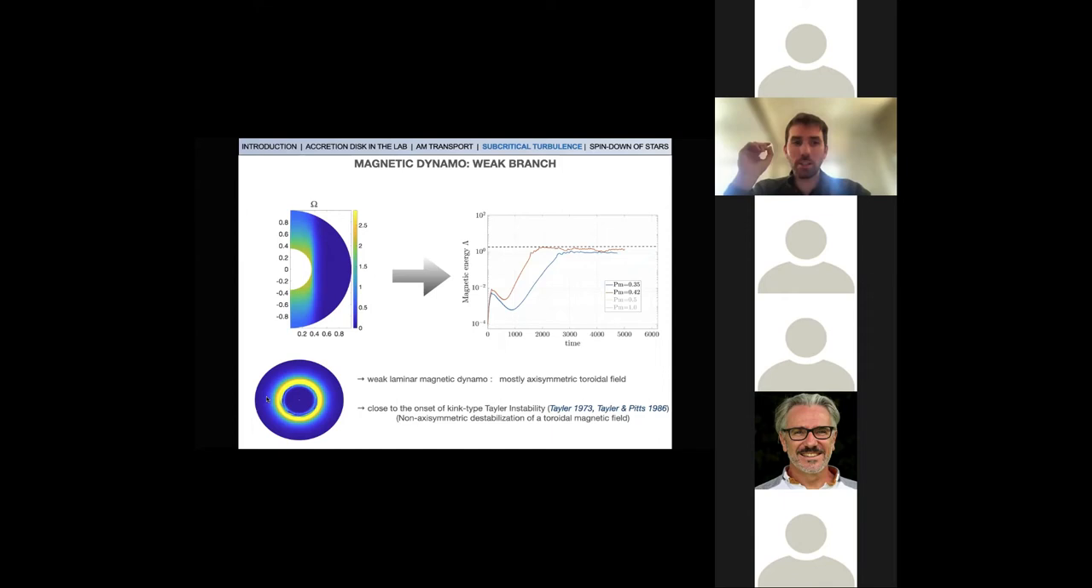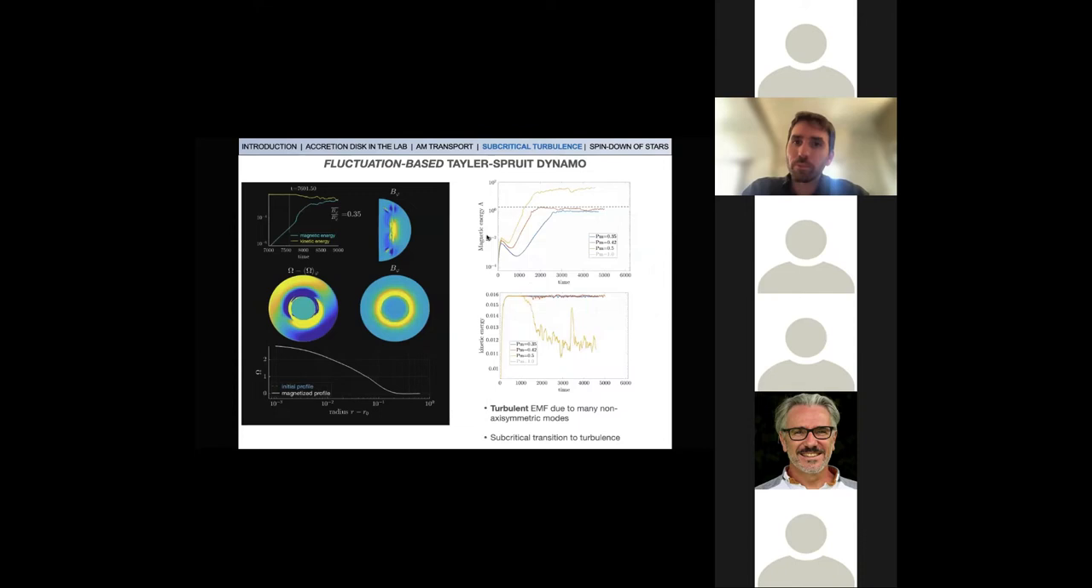So it will become non-axisymmetric. It will start to destabilize. And as you see, as I am increasing the conductivity, I'm getting closer to this onset. Let's increase the conductivity a little bit. And you see now we have the orange curve.